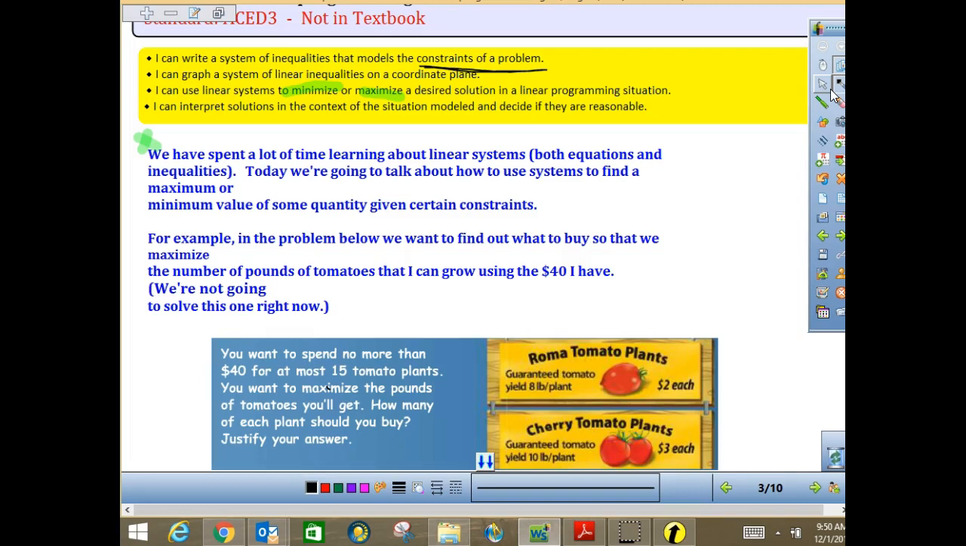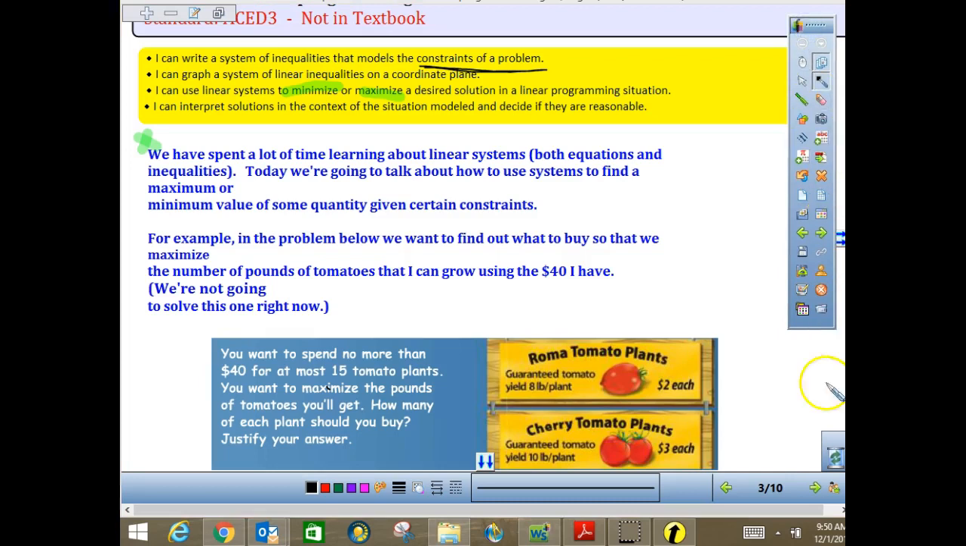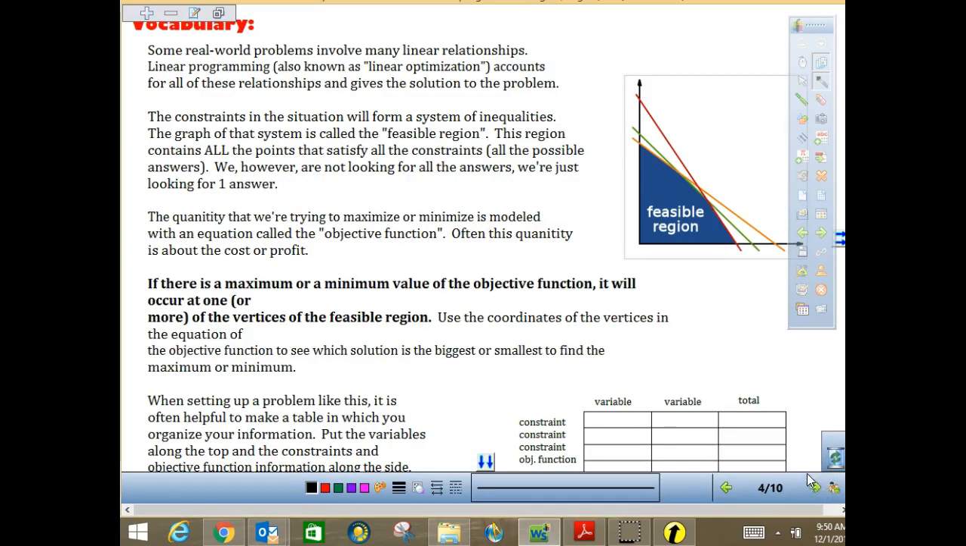Ben, would you please read what it says in the box? You want to spend no more than $40, at most 15 plants. You want to maximize the pounds of tomatoes you'll get. How many of each plant should you buy? Justify your answer. So when we are looking at this, we're thinking that the Romas are $2 and the cherry tomatoes are $3. Could you write an equation that says you want to spend no more than 15 plants, right? We're thinking about our two systems, different ways of writing our systems. At this point, we would have one with the number of tomato plants and one with the value. You've done this, right? We've been writing these equations.